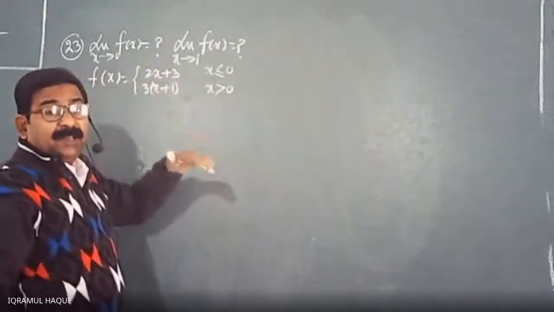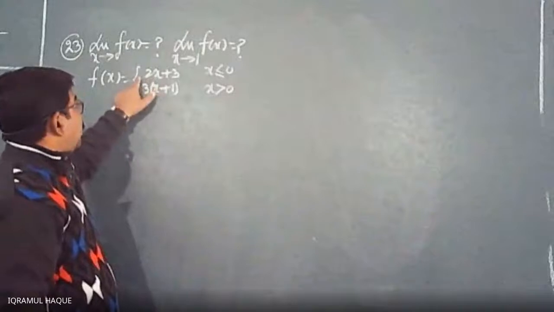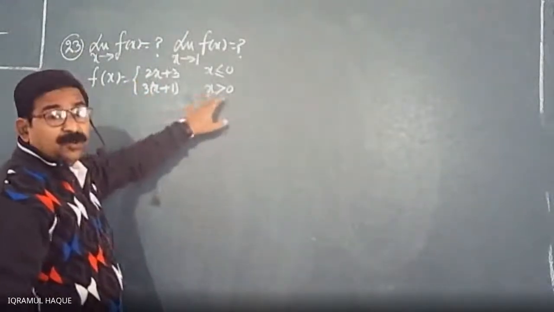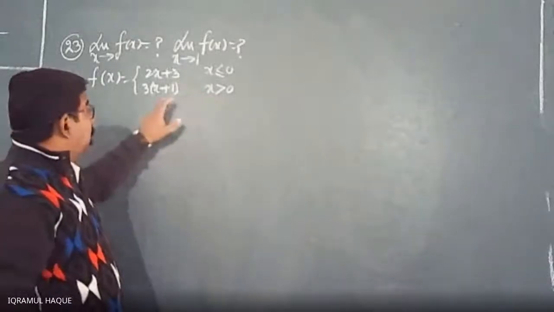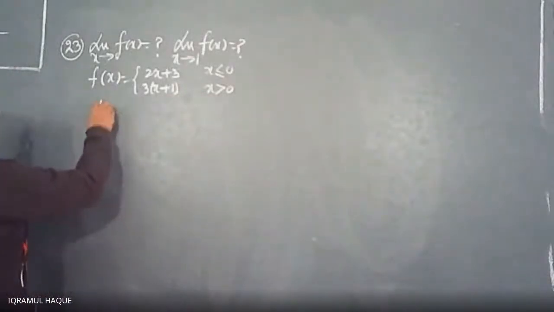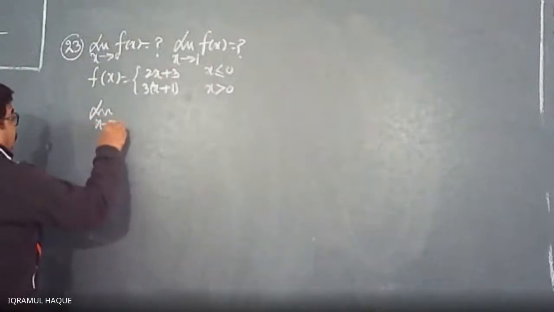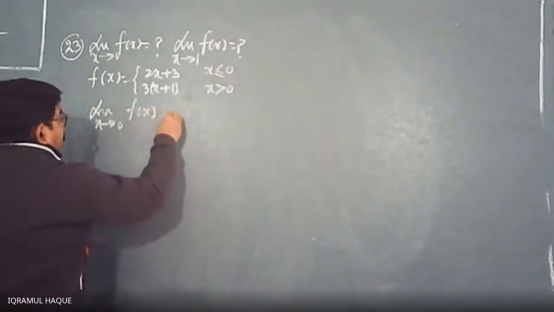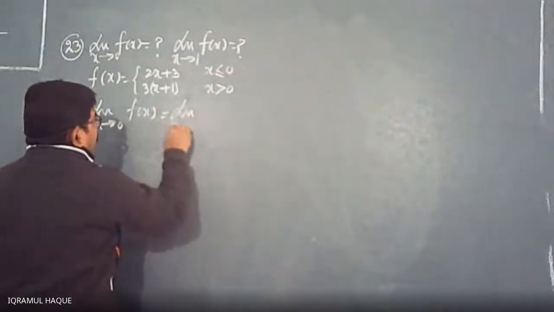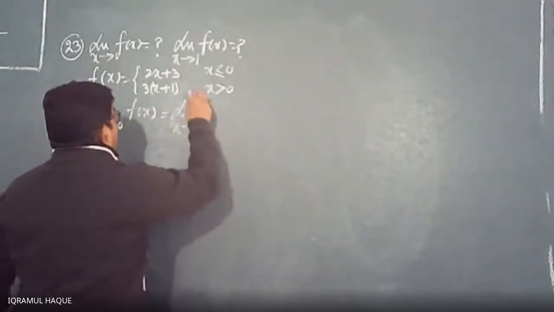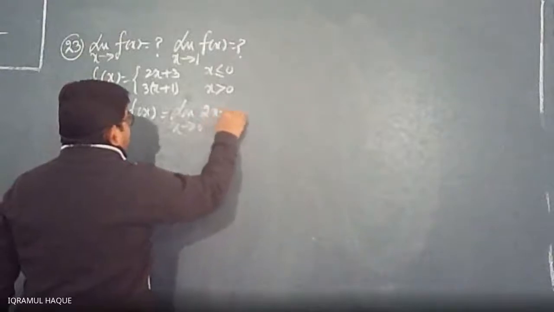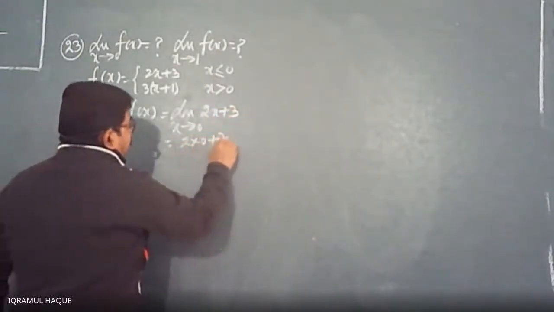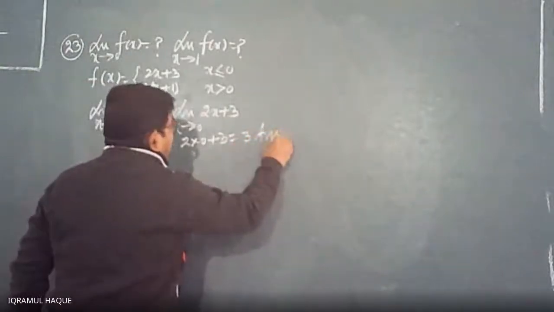So when we take limit 0, this function is applicable, and when we take 1, because 1 is more than 0, this function will be applicable. So I'm writing limit x tends to 0 f(x). We can write limit x tends to 0 f(x) is 2x plus 3. Now apply the limit. We have 2 into 0 plus 3 is equal to 3 is the answer.